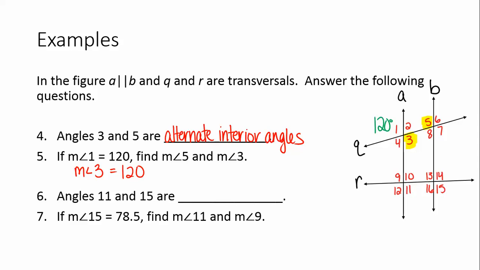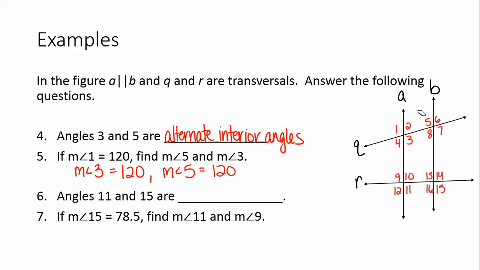Since we stated that 3 and 5 are alternate interior angles above here, angle 5 is also 120 degrees. So 1 and 3 are congruent because they're vertical angles. 3 and 5 are congruent because they're alternate interior angles. So all three of those angles are 120 degrees.